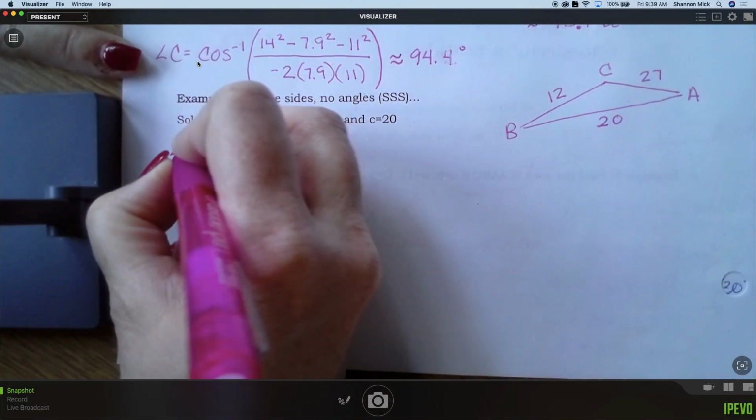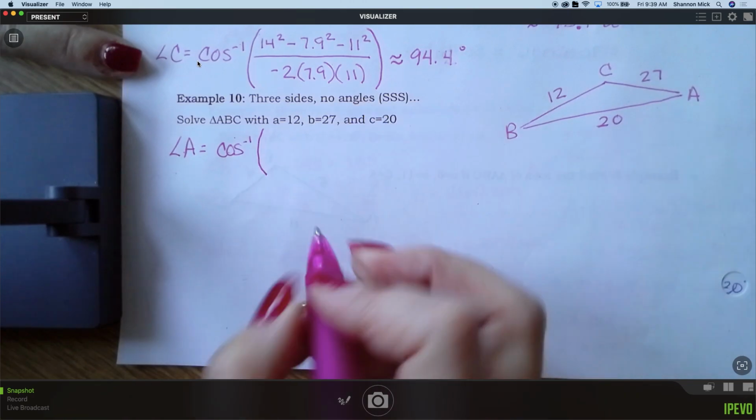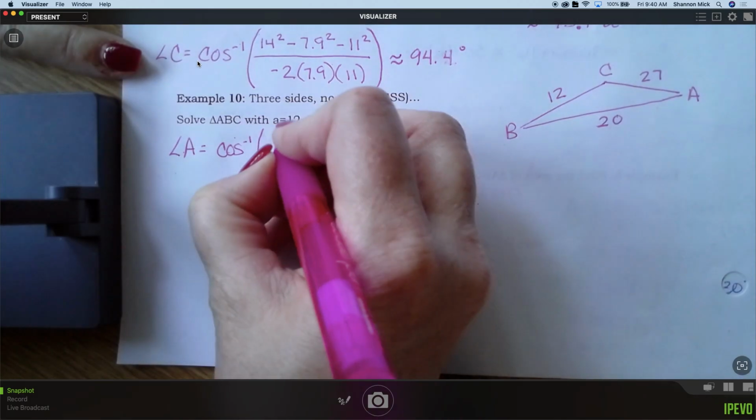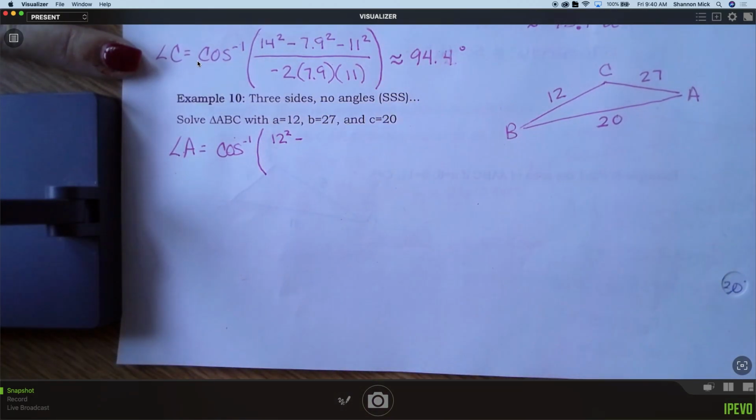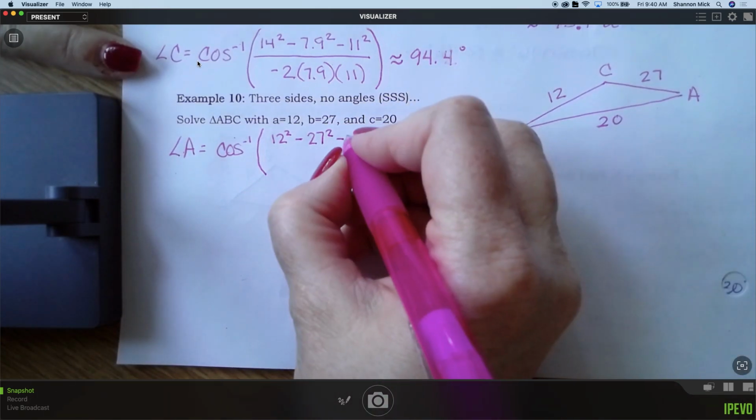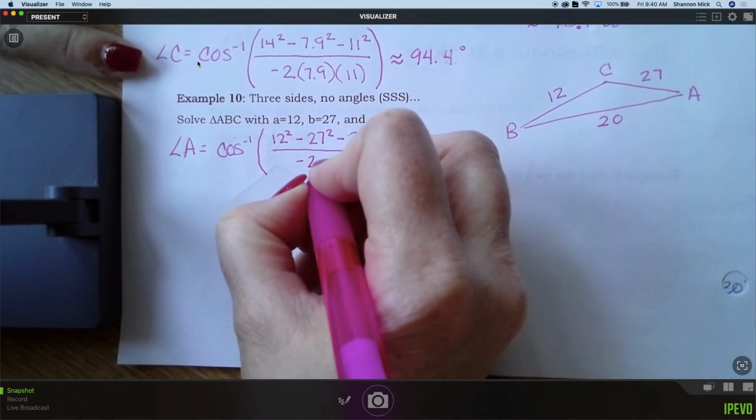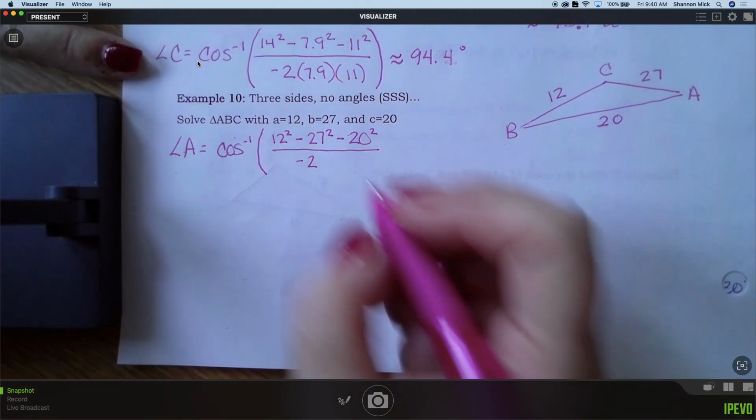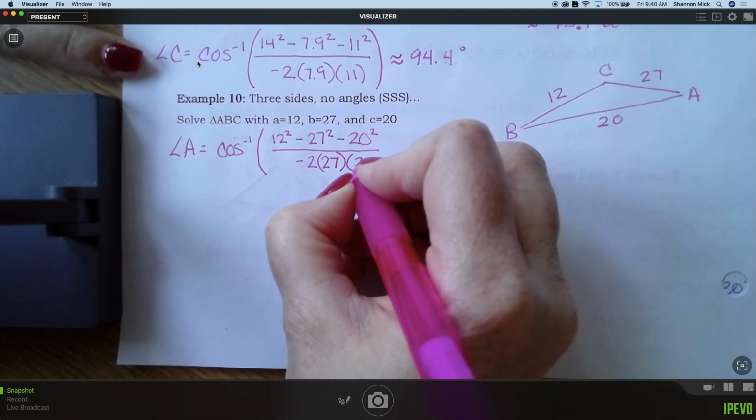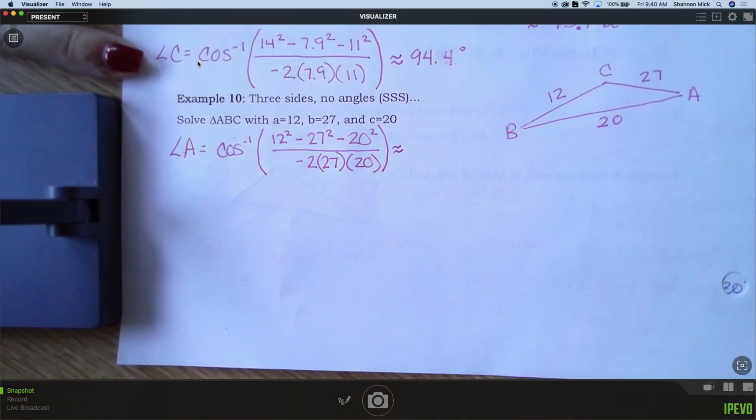Okay, so should we just go alphabetically? Angle A is going to be inverse cosine of that side, 12 squared, minus the other side, 27, 20, it doesn't matter, right? Minus the other side, 20, divided by -2, always -2, right? That was in the formula. 27 times 27 times 20. We're not going to use our calculator yet, but I am going to put a parenthesis. So we're just going to do it all at one time.